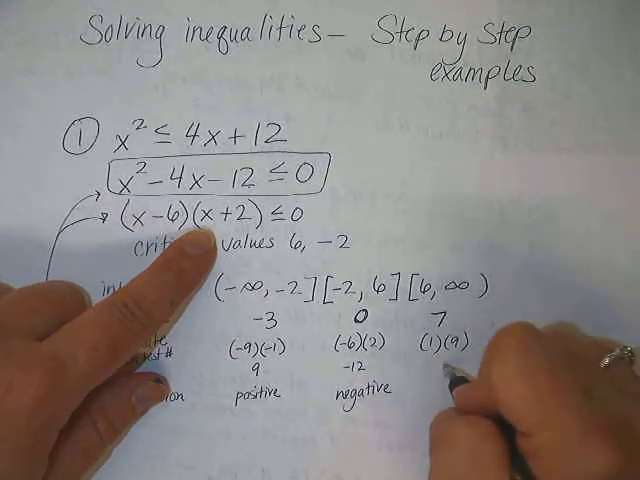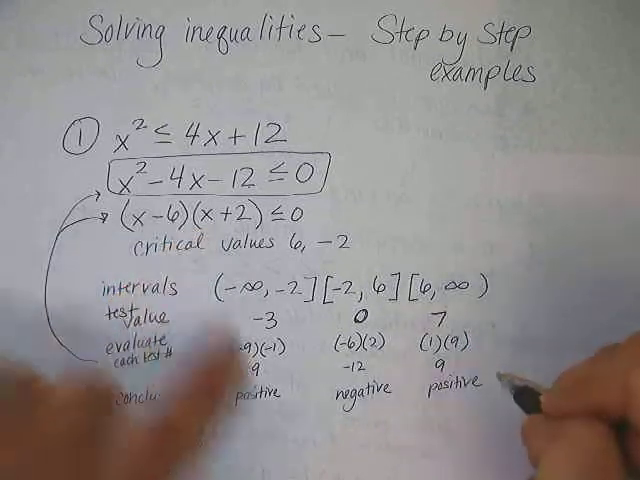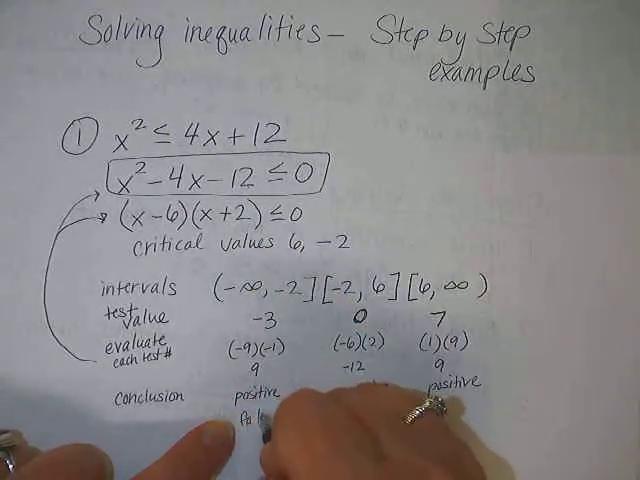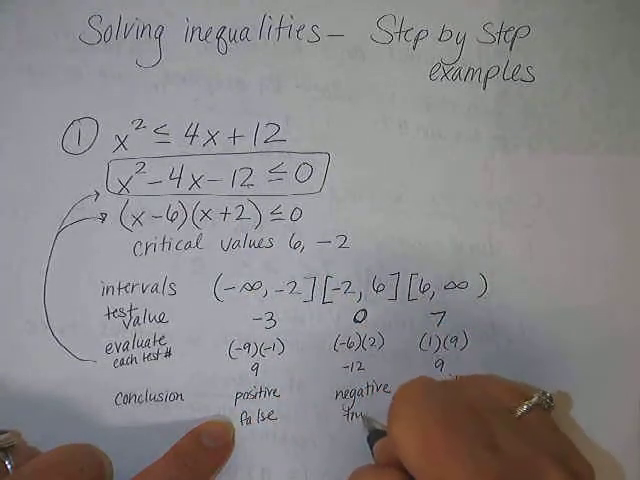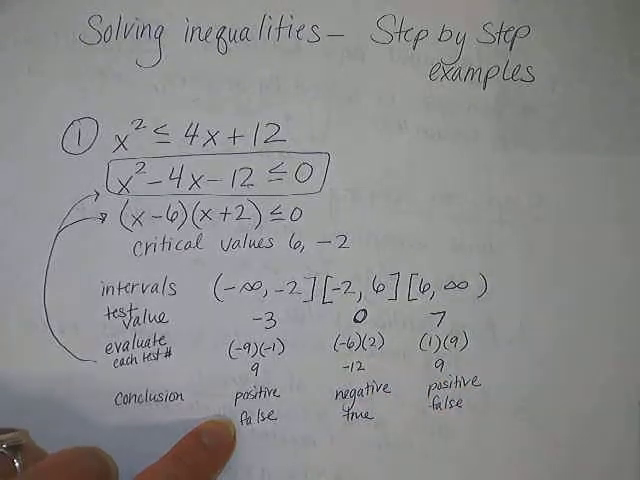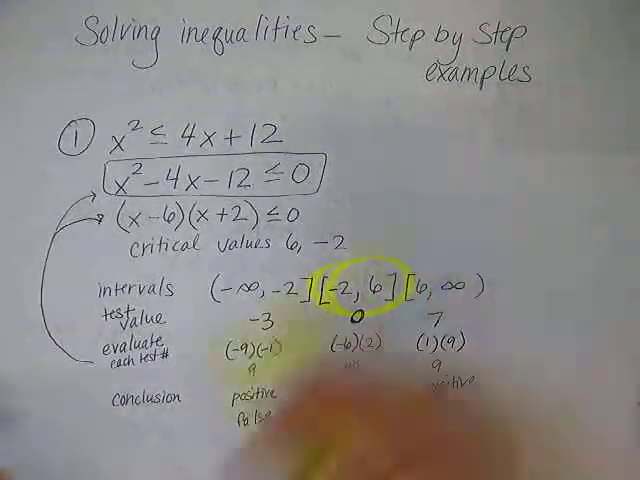Then we would plug in 7. 7 minus 6 is 1. 7 plus 2 is 9. 1 times 9 is 9, so that is a positive value. So you can see that this will make our inequality false. This will make our inequality true, and this will make our inequality false.